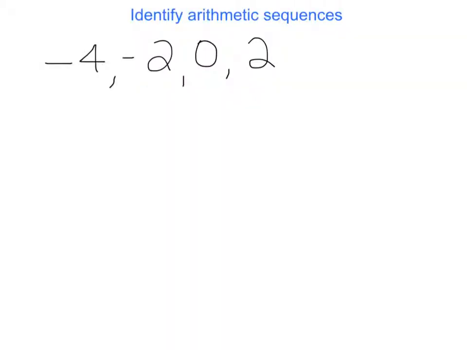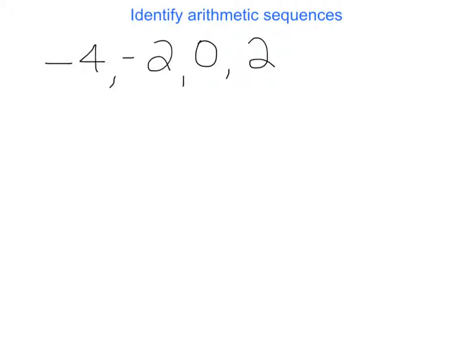So we need to learn how to identify arithmetic sequences. So you have 4 numbers here, -4, -2, 0, and 2. We want to identify if it is an arithmetic sequence or not. If it's not, then we need to explain why. If it is, then we want to identify how.